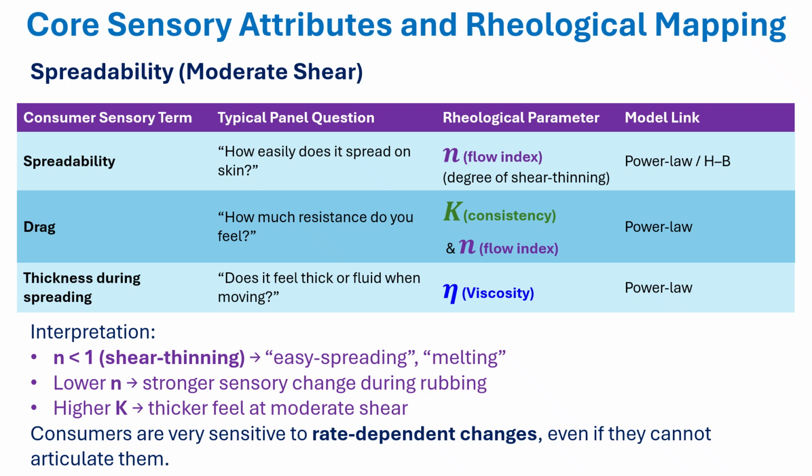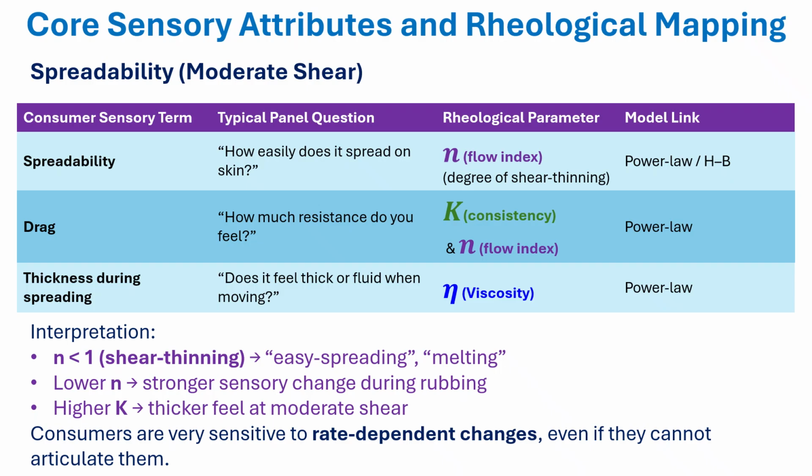A shear-thinning cream, where n is less than 1, will feel easy to spread because its apparent viscosity decreases as shear rate increases. This gives the consumers the impression that the product melts or loosens as it's applied. In contrast, a cream with a weaker shear thinning will feel heavier and more resistant to spreading. If the formulation also has a yield stress, then the Herschel-Bulkley model becomes useful here as well. Once the yield stress has been exceeded, the power law terms now describe how the product behaves during spreading.